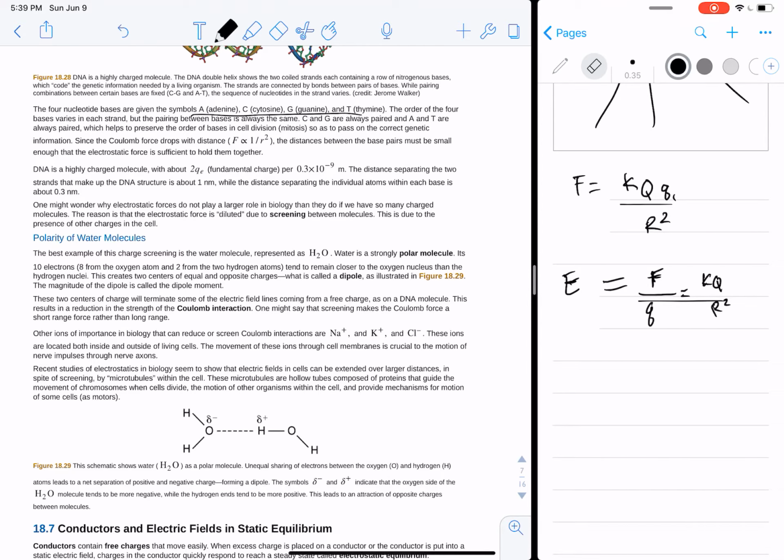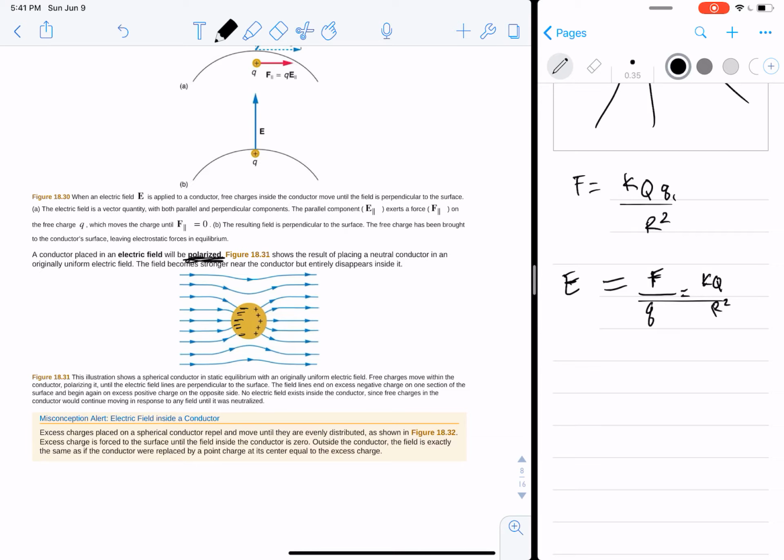A conductor placed in an electric field will be polarized. So let's say you put an electric field somewhere. You've generated an electric field with a voltage source or something, and you drop a conductor in here. What does it mean to be polarized? It means you've separated the sides out into two areas. So the positive and negative charges aren't mixed anymore. You've got the minuses all on one side and the pluses all on one side.